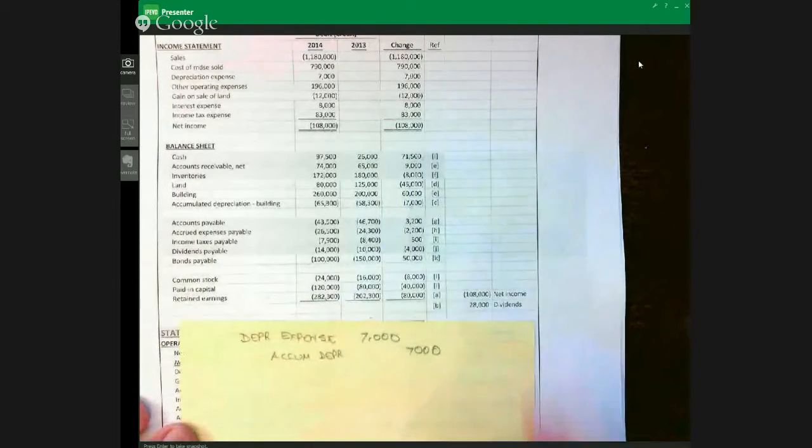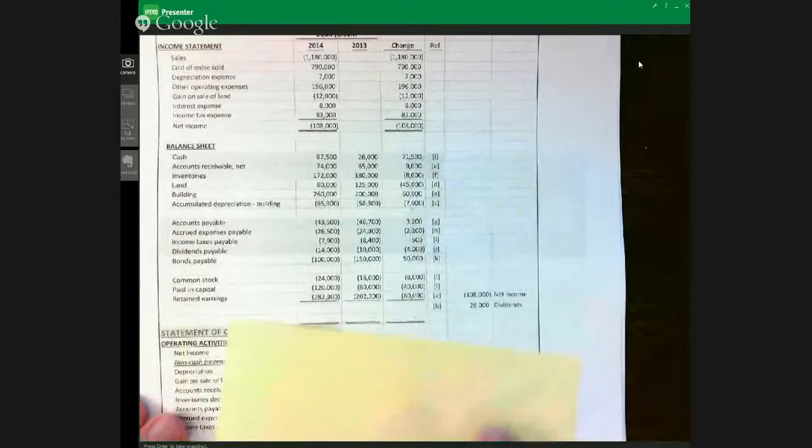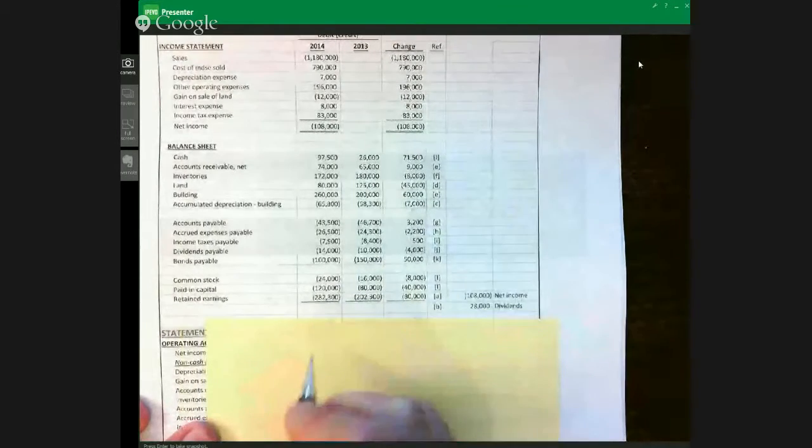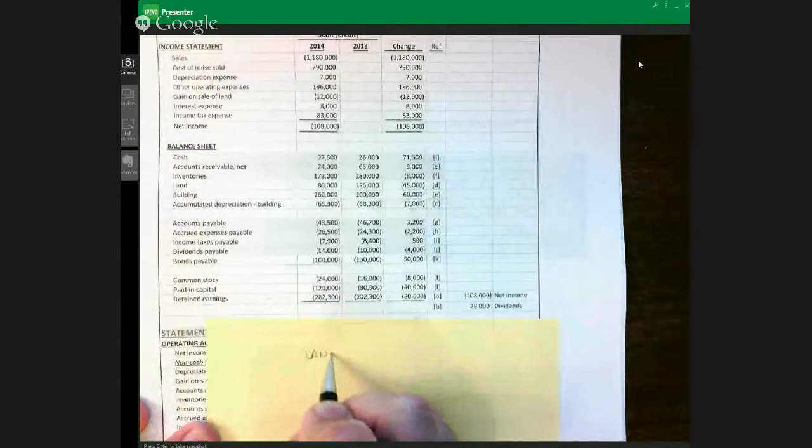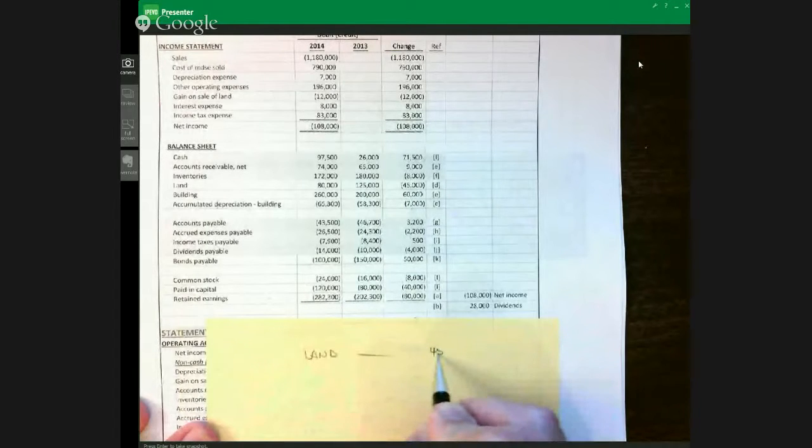Let's make a journal entry for that. To remove the land from the account, we should decrease or credit land $45,000.